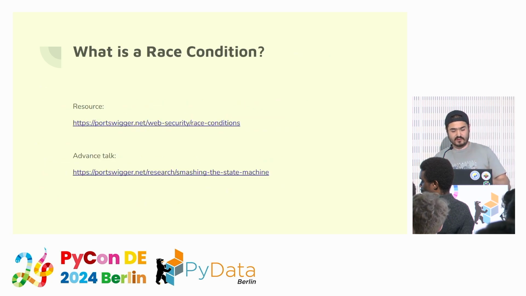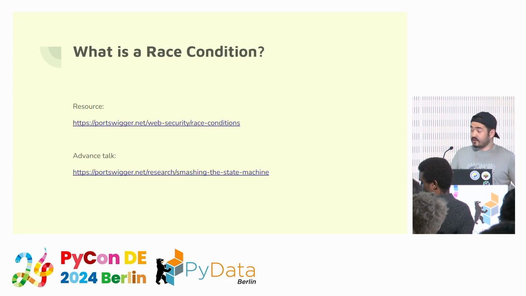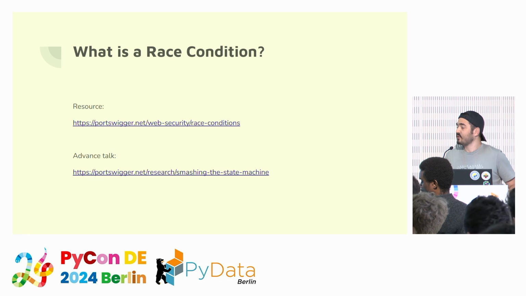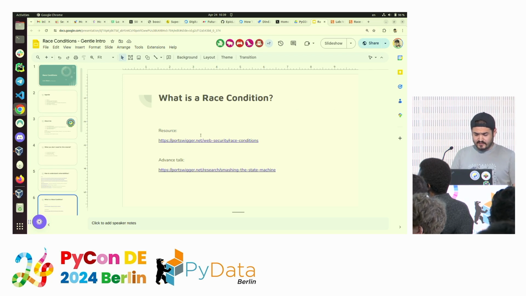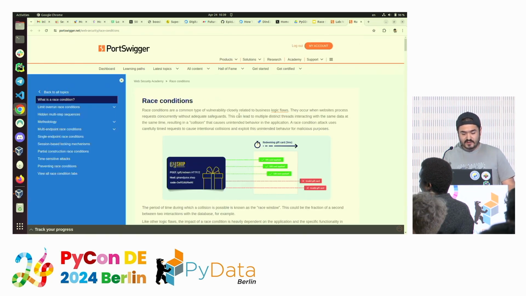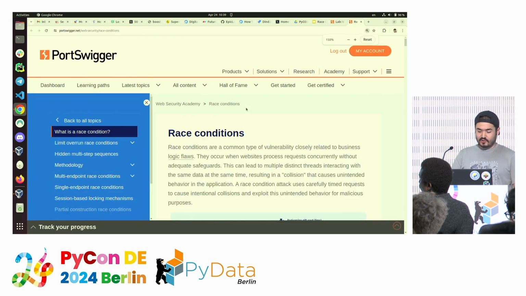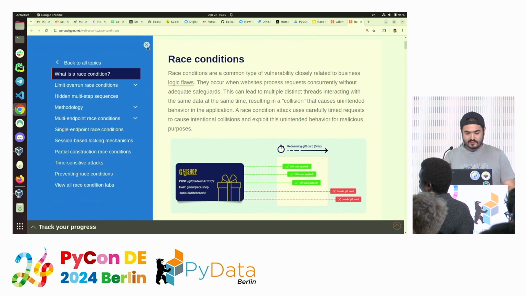But what is a race condition? There's an advanced talk called "Smashing the State Machine." I watched it three times, but it's still a bit hard to grasp. It's the most advanced talk so far about race conditions, I see. Let's just explore one link. This resource link is important. It's explaining race conditions, and I'm going to go through the basic ideas. So let's just close this.